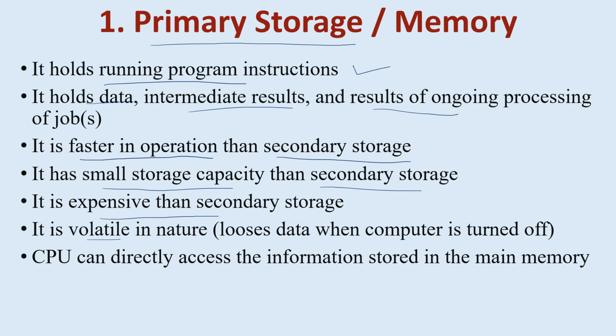It is volatile in nature, means if the power is off or if the system is shut down or if the computer is turned off, then any data which is in the primary storage will be erased or will be lost. CPU can directly access the information stored in the main memory. So CPU can directly communicate with the main memory, but CPU cannot directly communicate with the secondary storage or with the secondary memory.